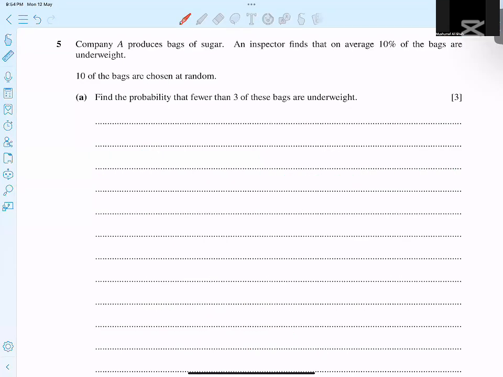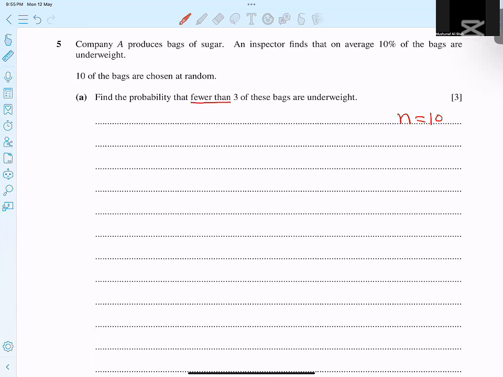Question number 5. Company A produces bags of sugar, and an inspector finds that on average 10% of the bags are underweight. 10 of the bags are chosen at random. So n is a sample, we have taken 10 bags. Whenever we have a sample, we use the binomial formula to find the probability, or the normal distribution. But here, fewer than 3 of the bags are underweight.